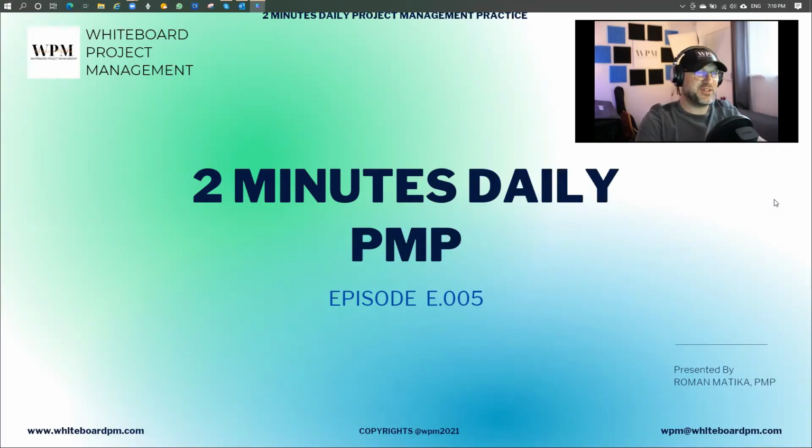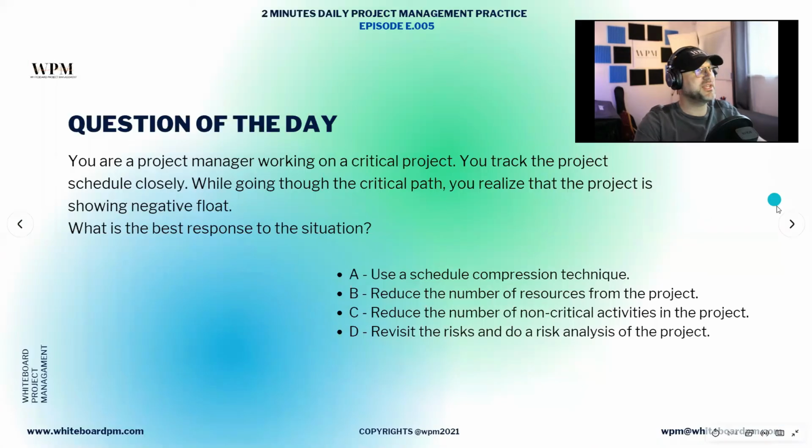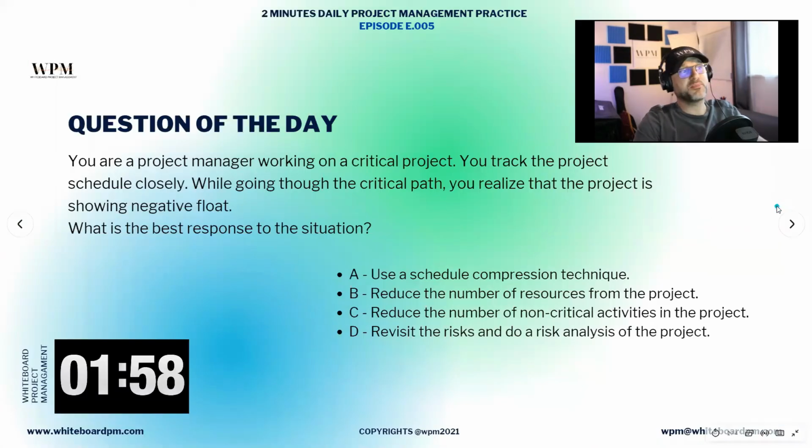Episode 5. Question of the day. You are a project manager working on a critical project. You track the project schedule closely. While going through the critical path, you realize that the project is showing negative float. What is the best response to this situation?